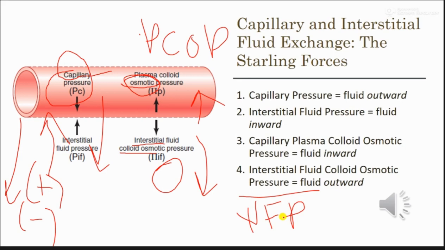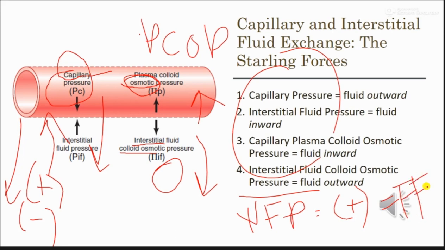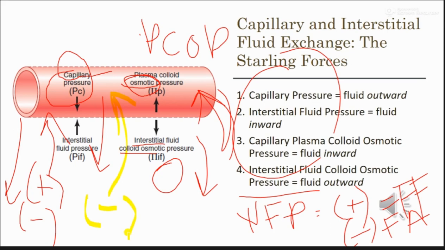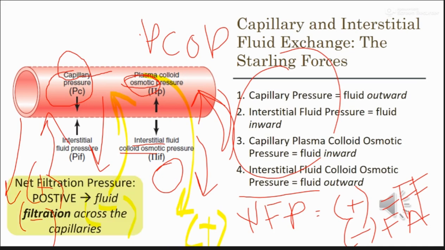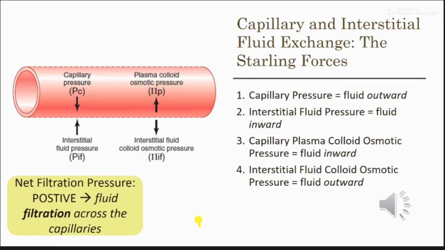If it is positive, there will be a net fluid filtration across the capillaries. When the sum of all these is positive, there will be fluid filtration, or FF. But when the sum of the Starling forces is negative, the fluid will not be filtered but absorbed. Fluid absorption: from your tissue toward the capillary. So when negative, fluid absorption. When positive, again, fluid filtration across the capillaries.